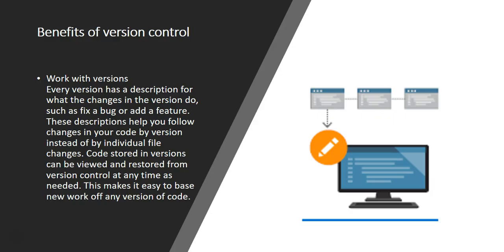It also works with versions. Every version has a description of what the changes in that version do. This description helps you follow changes in your code. If I'm making a specific change in one of the files in existing code, I would make sure that I highlight it or add a description to my version of what I did. Code stored in version control can be viewed and restored at any time as needed. So there are many good benefits of version control.